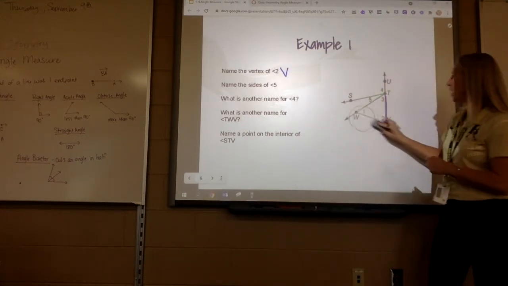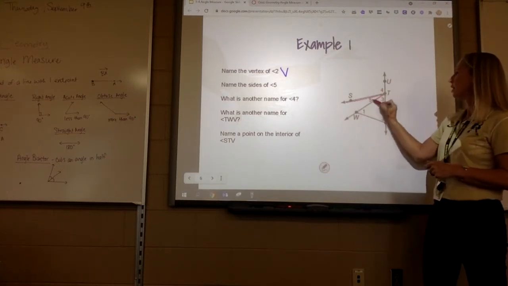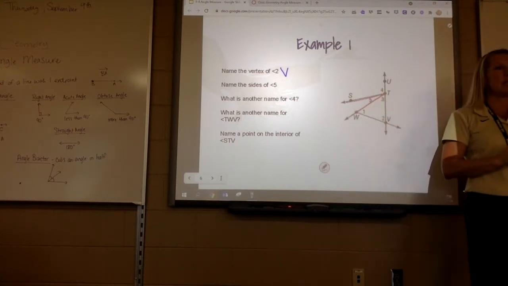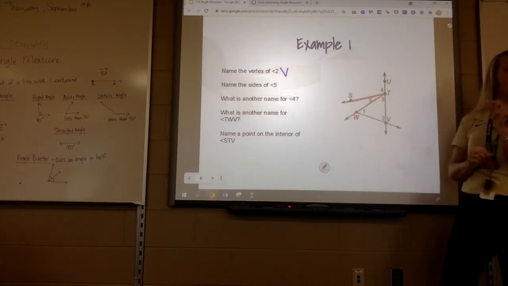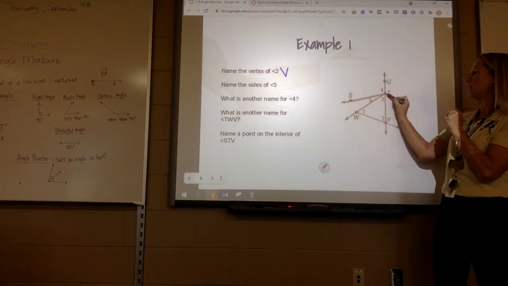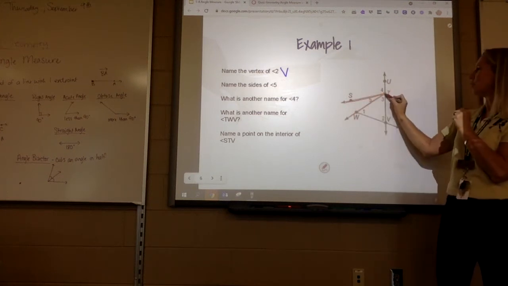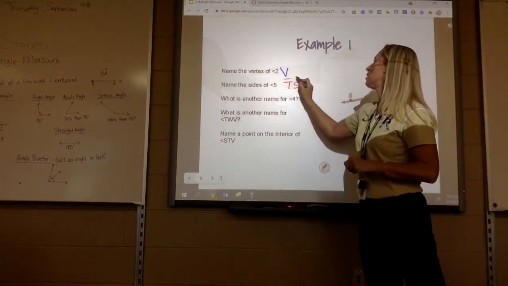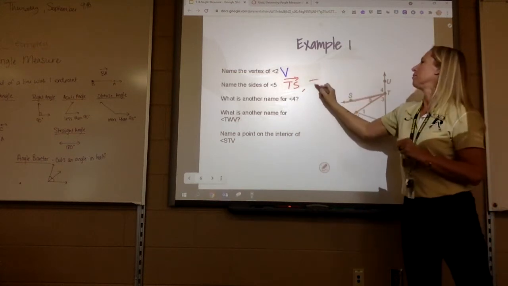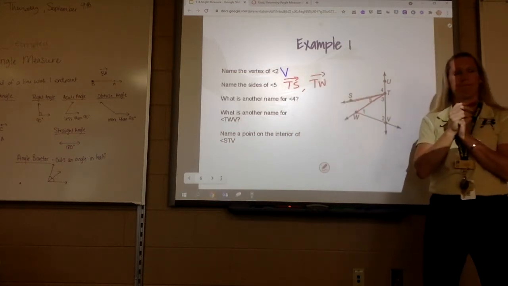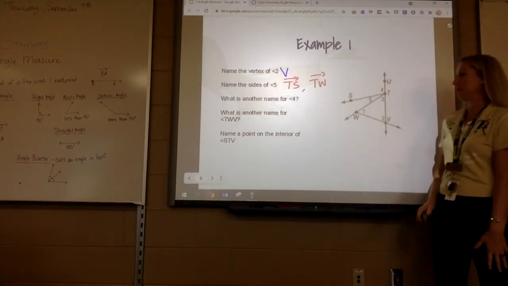Okay, now let's find angle 5. So angle 5 is right here. When we name the sides, you name them like rays. So you have to start with the endpoint or the vertex. So how could I name this side? TS, not ST. Does everybody see that? So start with the vertex. So TS would be that ray. And then what about this side? TW. So you have to start with the vertex when naming the sides.